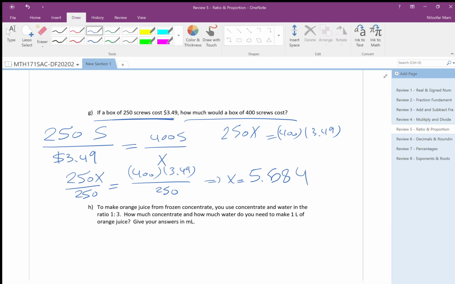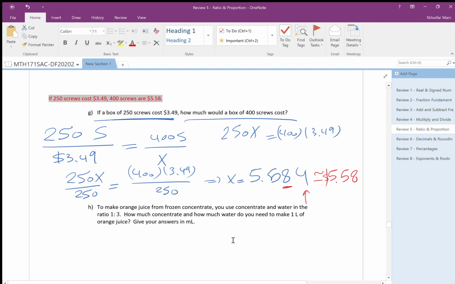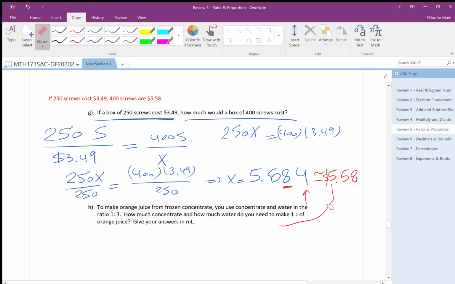So which is 5.584. When I have money, I have to use 2 decimals. So I underline that, check that, and in the future you will learn more about rounding. But because it's 4, I don't round up. So I keep it this way. So again, I need a sentence to say: if 250 screws cost $3.49, 400 screws are $5.58.